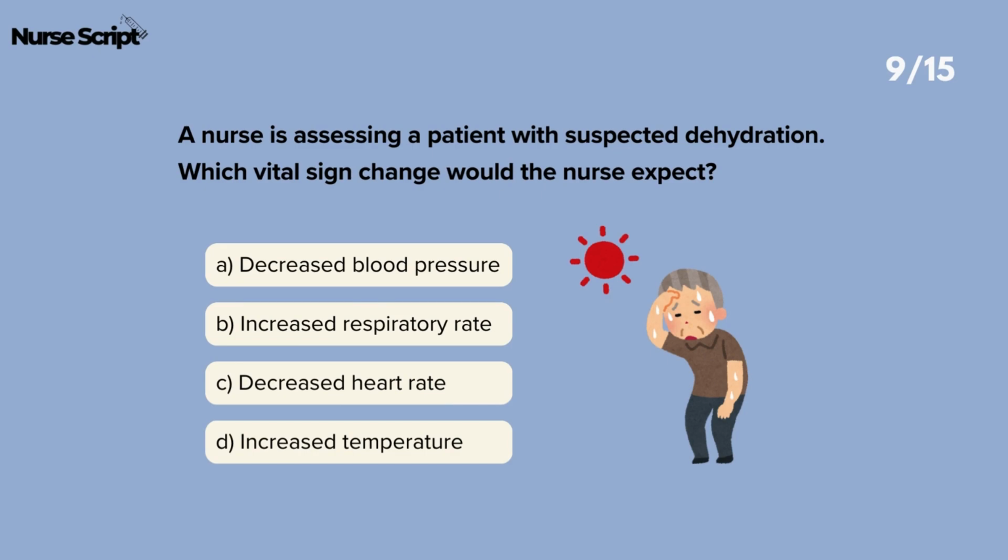A nurse is assessing a patient with suspected dehydration. Which vital sign change would the nurse expect? Decreased blood pressure.